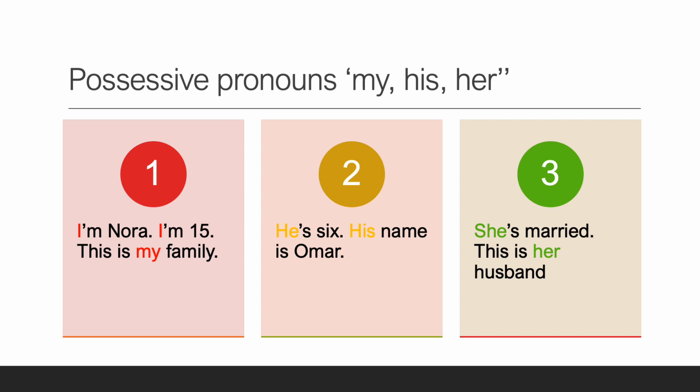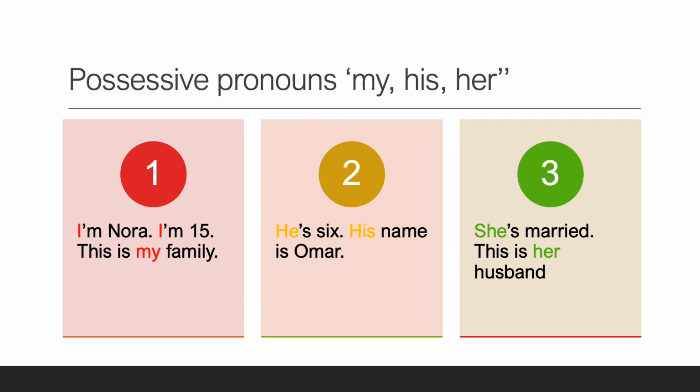Okay, the second example, he's 6, his name is Umar. In the third one, she's married, this is her husband. Okay, now let's go to example number 1. What if I ask you, what are the pronouns that you can see right here? Very good. The pronouns are written in red.